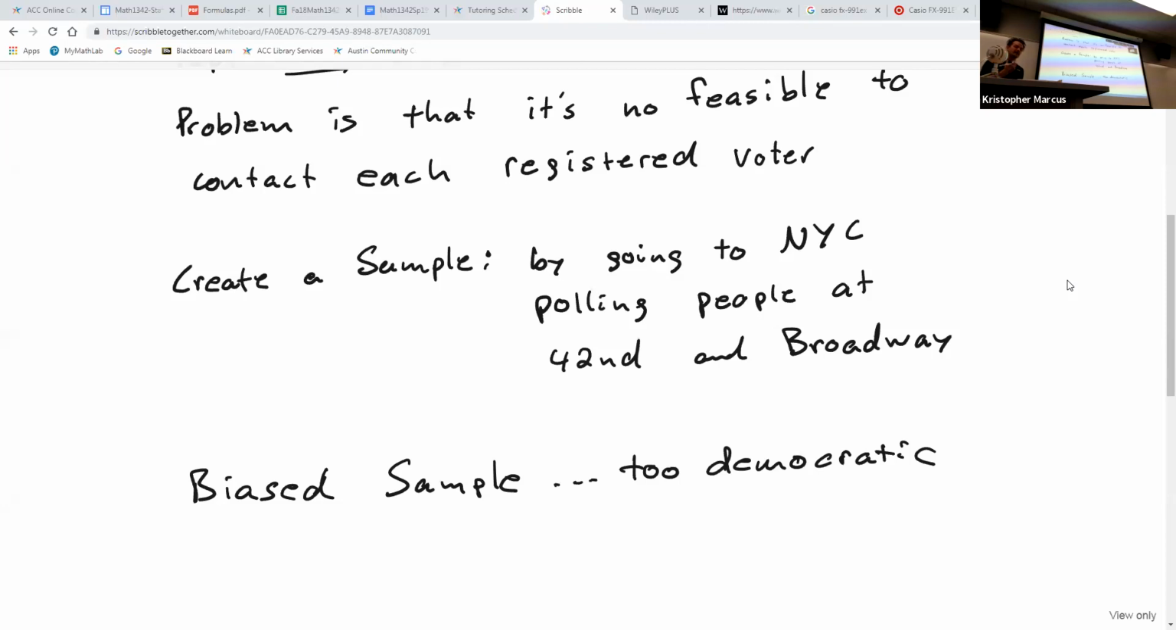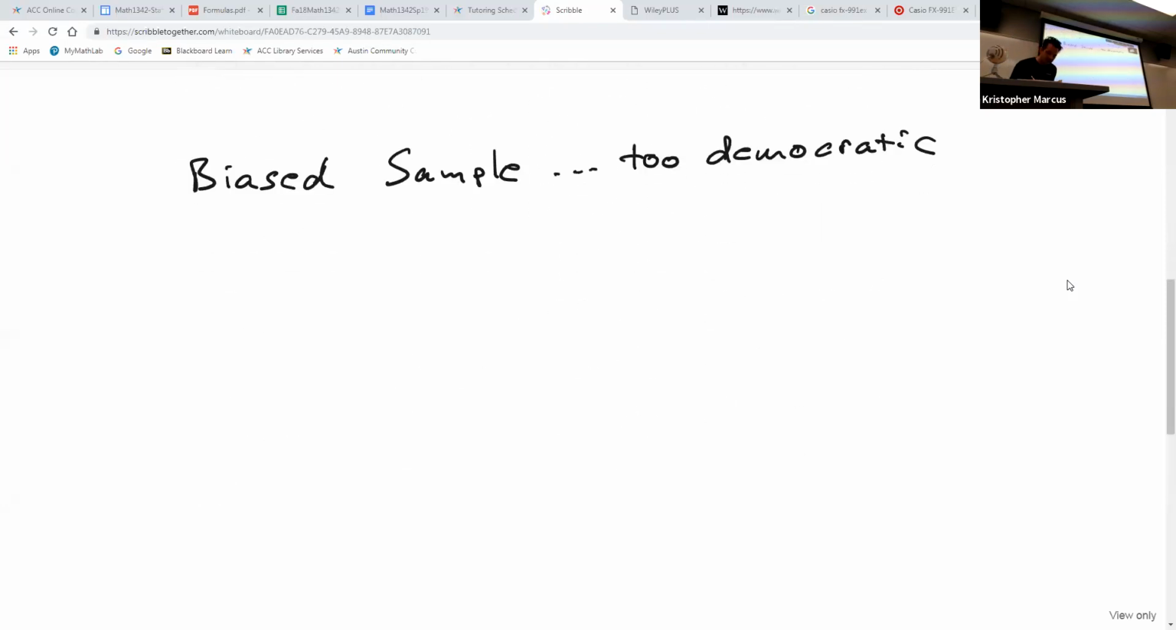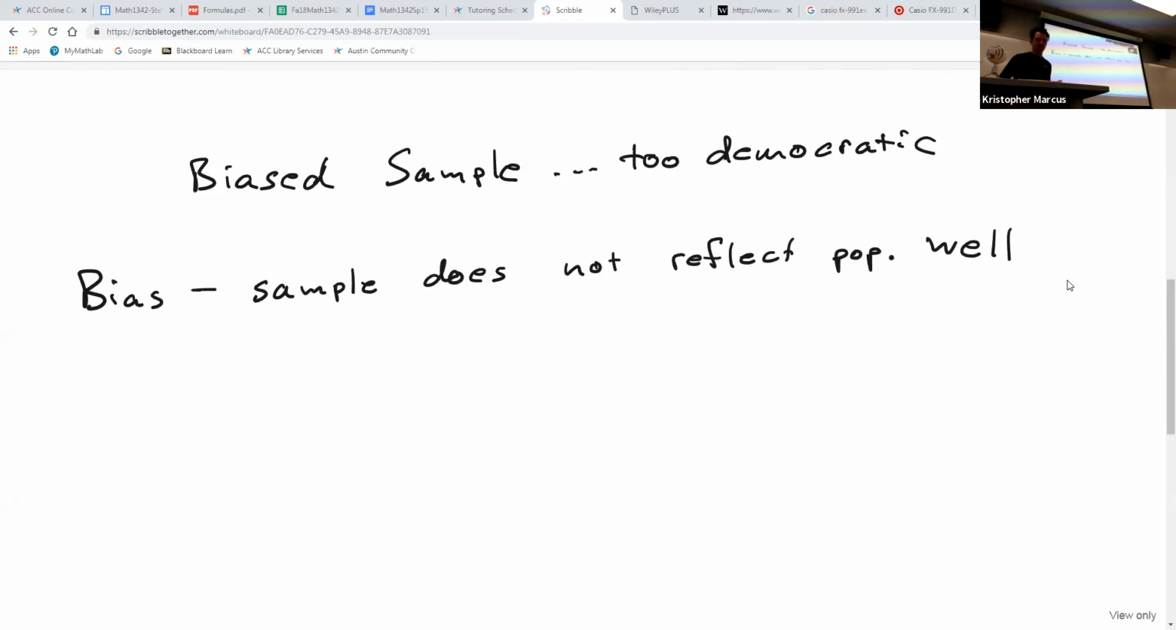So it's biased. Well, now the question is, what does it mean to be biased? What is bias? Bias is when the sample does not reflect the population very well.